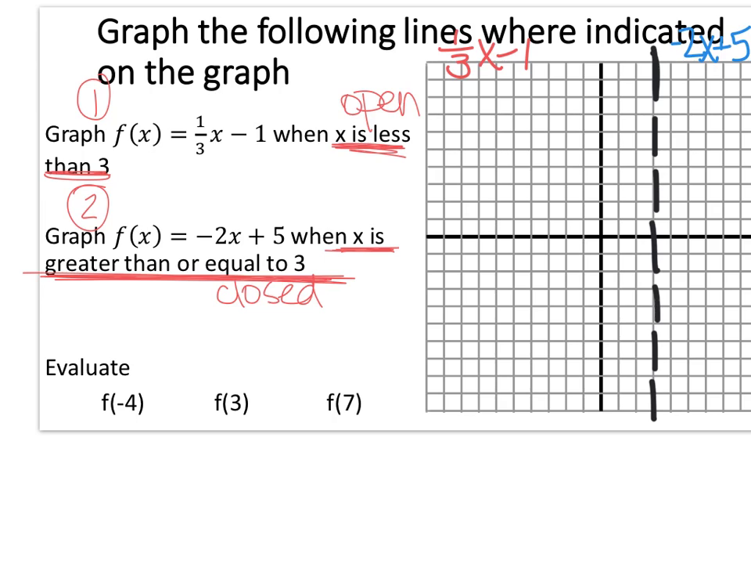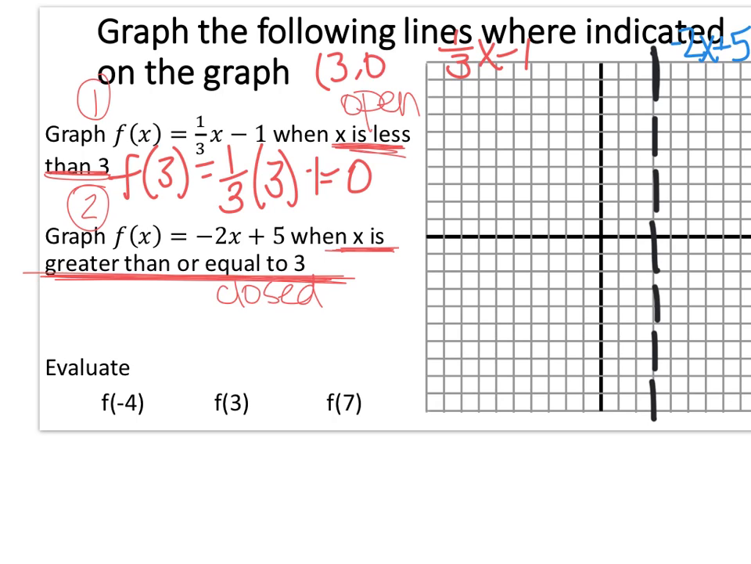Now the best way to do this is I'm going to take 3, the point that I know, or the place on the graph where my graph is going to end, and then where my new equation is going to start. I'm going to evaluate my equation at 3. So I'm going to plug 3 into the equation. 1/3 times 3 is 1, minus 1 is 0. So I know that my open point is going to be at the point (3, 0). So I'm going to go to (3, 0) and put an open point there.